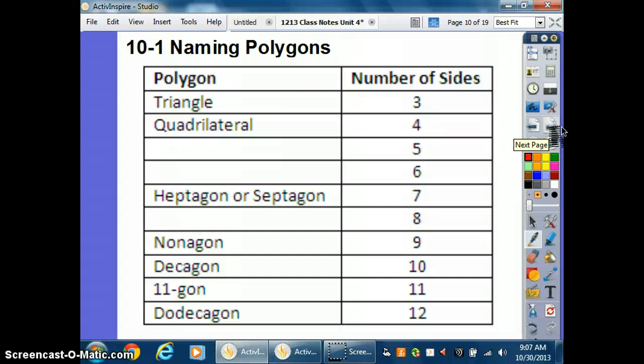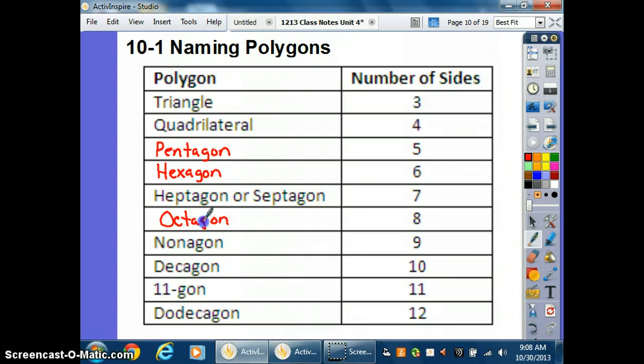We also need to know all the names, so you're going to have to get these memorized. I know you know a triangle has 3 sides and a quadrilateral has 4. The 5-sided figure is called a pentagon. A 6-sided figure is called a hexagon. I told you a 7-sided figure on the last page was a heptagon, but sometimes students in the United States do use septagon. Heptagon is the most common, though. And then the 8-sided figure is an octagon.